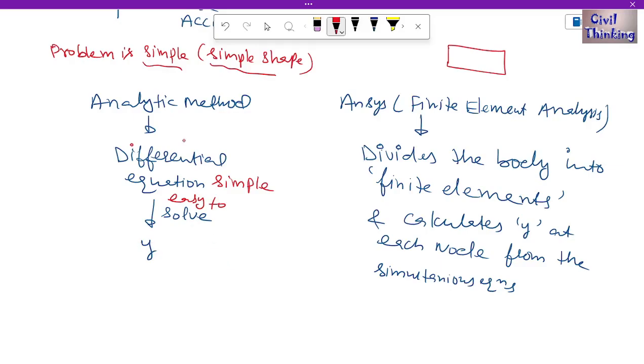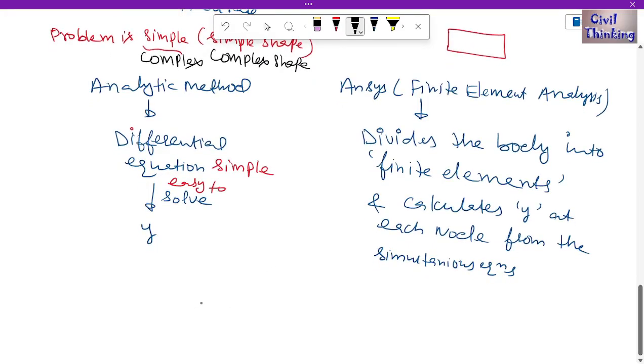Now what happens in case we have a complex problem, for example, a complex shape, because the engineering products in real life are not simple. They are not the basic shapes or anything. For example, let me tell you, a bridge. For example, a truss bridge, let me consider this truss bridge.